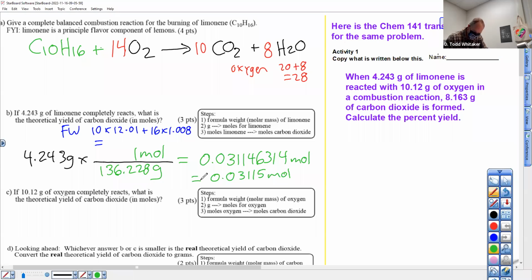We need another formula weight. This one, I don't need to wait for you. Formula weight of oxygen. Now, when I say oxygen, you know that's O2, right? 2 times 16.00 equals 32.00 grams per mole. Oh, yeah. And I forgot to write down her answer up here, 136.228.